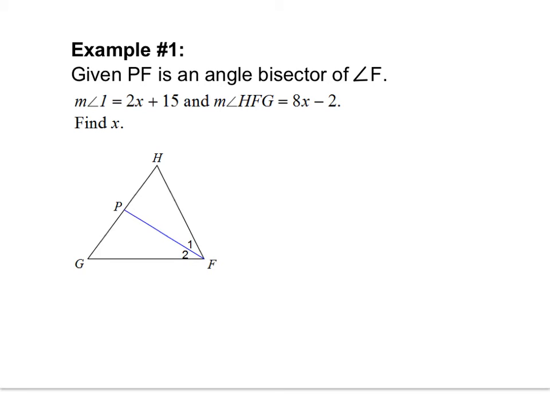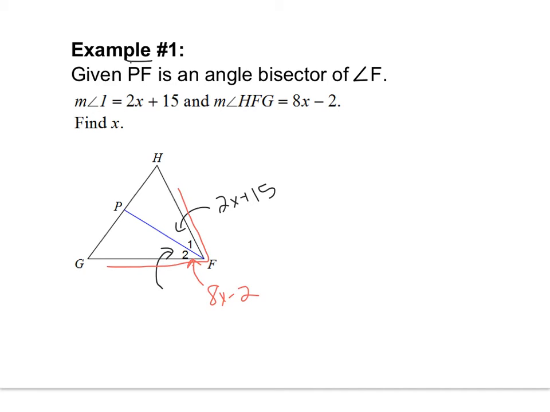For this, I have some funny notation there. If PF is an angle bisector of angle F, and we're given this information, so this is 2x plus 15, and this guy is, well, we actually don't know that guy. We know this angle right here. It's a good thing I'm labeling my diagram, otherwise I might have labeled it wrong. That guy right there is 8x minus 2, and I want to find x.